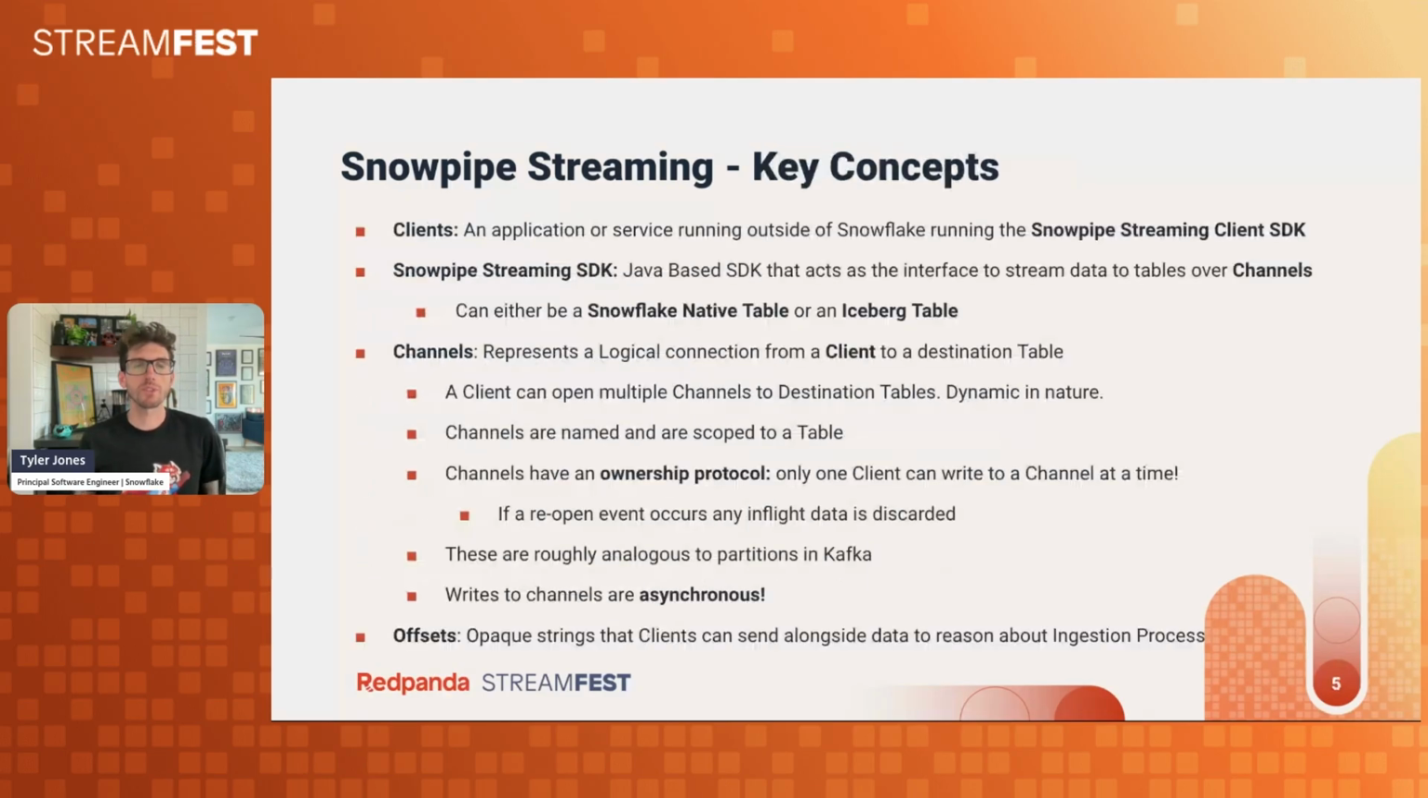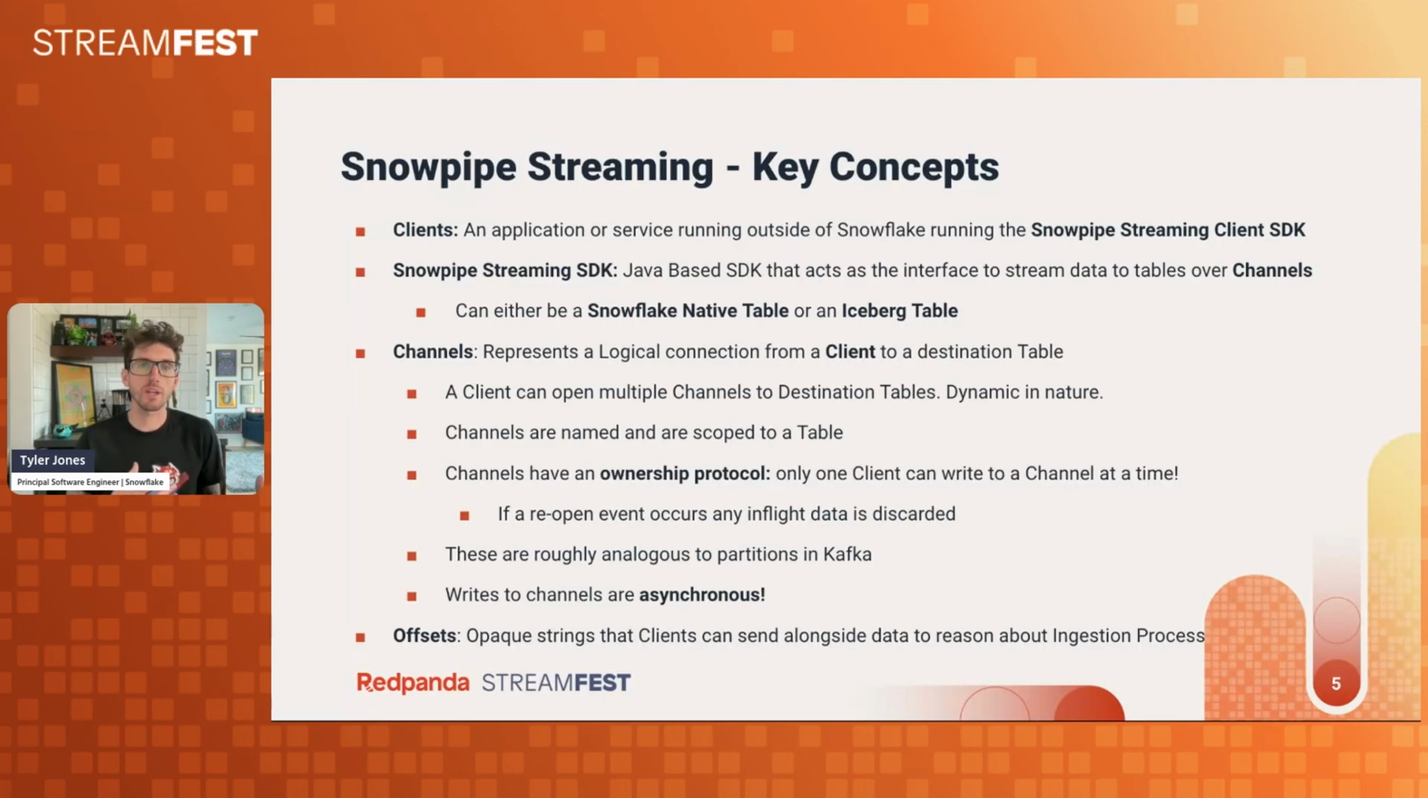So, some key concepts for the Snowpipe streaming feature. The first concept that we have is a client. This is simply an application or service running outside of Snowflake that runs an instance of the Snowpipe streaming client SDK. The Snowpipe streaming client SDK, in turn, is a Java-based SDK that acts as the interface to stream data to tables over what is known as channels. A channel, in turn, represents a logical connection from a client to a destination table. The way that we like to think of these is that they're roughly analogous to Kafka topic partitions, albeit these are much more dynamic in nature and they are named.